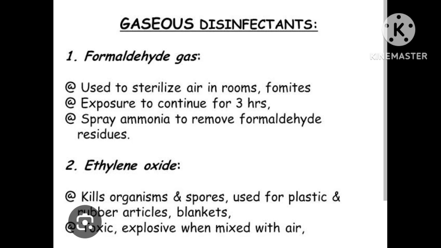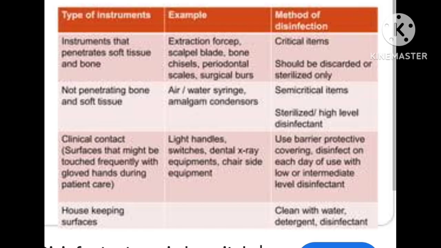Spray ammonia to remove formaldehyde residues. Ethylene oxide kills microorganisms and spores. Used for plastic and rubber articles.